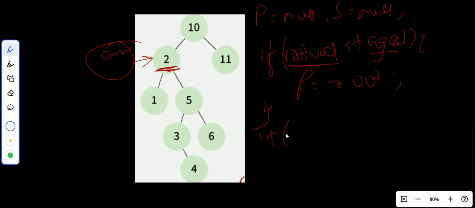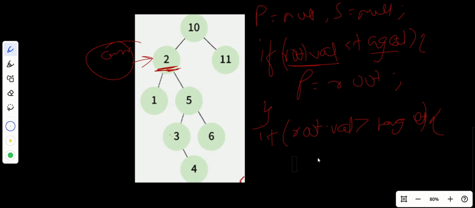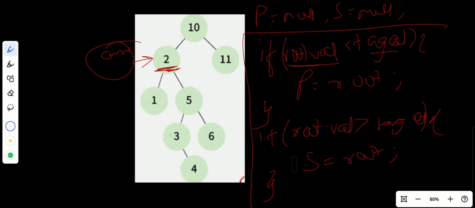And also we have to check if root dot value is greater than target, not equal to, because we don't want 11, we want the predecessor, which is next in the in-order list. We'll do successor as root. This will happen whenever we are printing the data. So as I've explained, we'll print the data. Instead of printing the data, we'll do this logic. So we'll go to GFG and code this up.